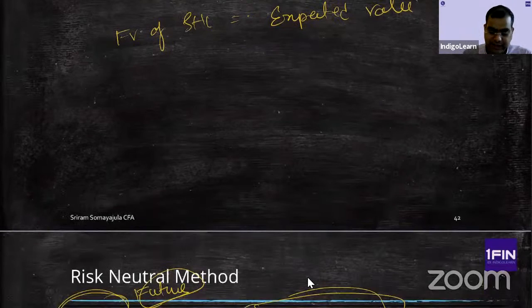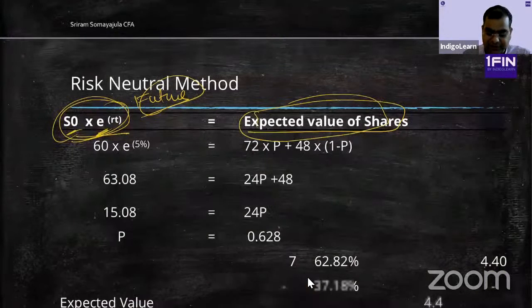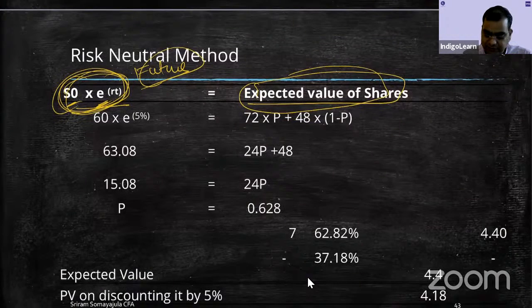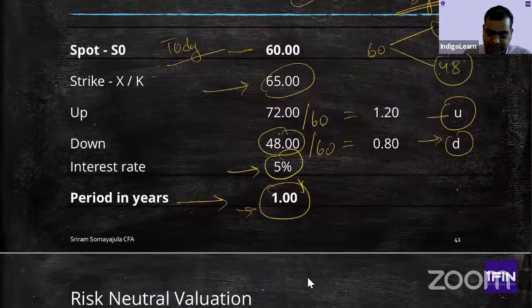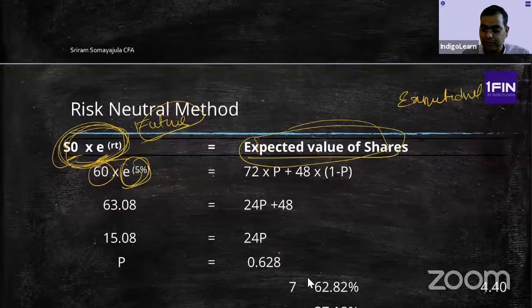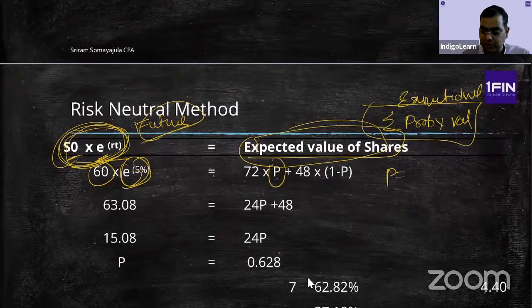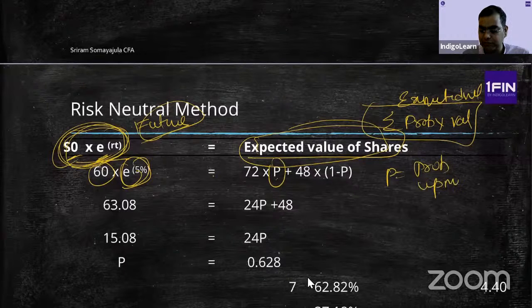So what you're doing is future value of the share based on futures contract, what we entered, 60 into e power 5%. Where is this 5%? Interest rate is 5% for 1 year. So future value of the share, 60 into e power 5% is expected value. What is expected value? Expected value is summation of probability into respective value. So let us say the probability, since there are only two moves, up move and down move. Let's say the probability of going up, P is equal to probability of up move. Then 1 minus P is probability of down move.